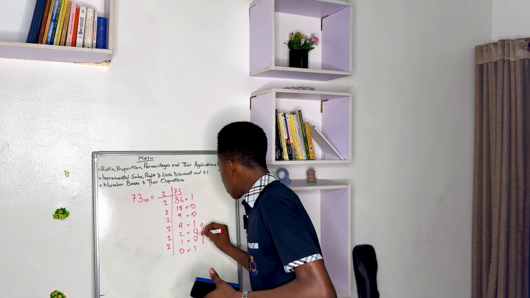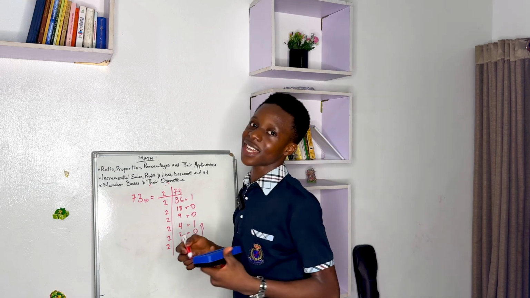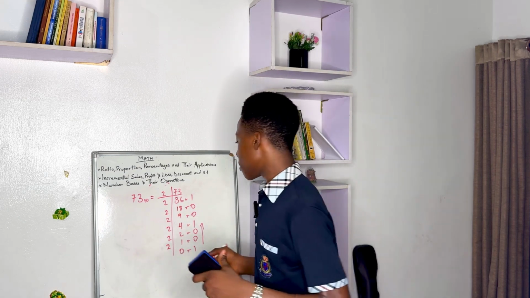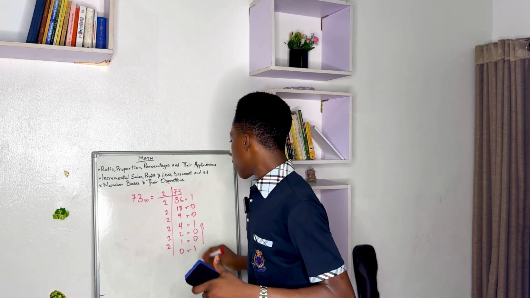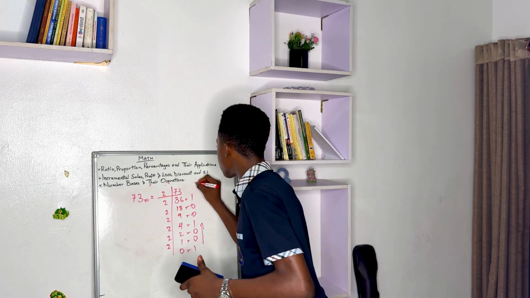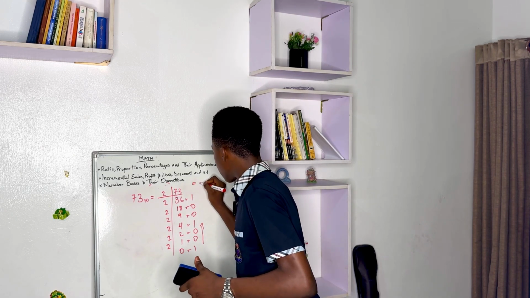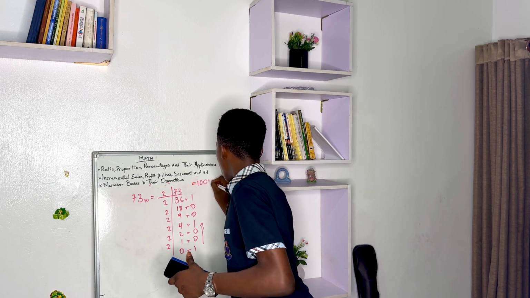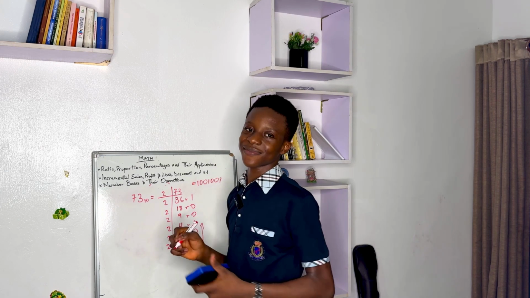So it's going to be 1 0 0 1 0 0 1, which is actually the same thing, but just keep that in mind. You must always go from downward to upward when counting the binary numbers. So 73 in base 10 is going to be 1 0 0 1 0 0 1.